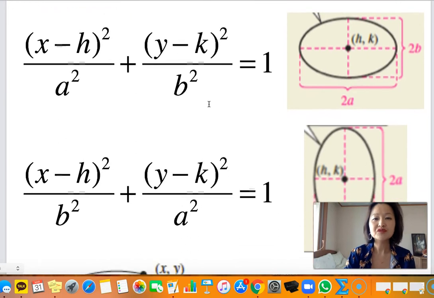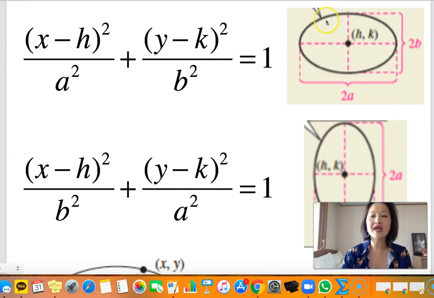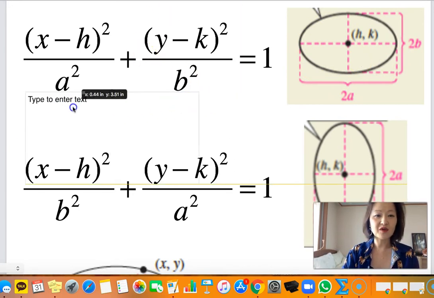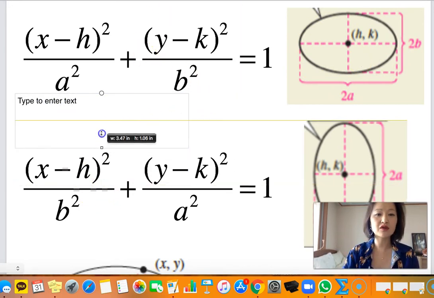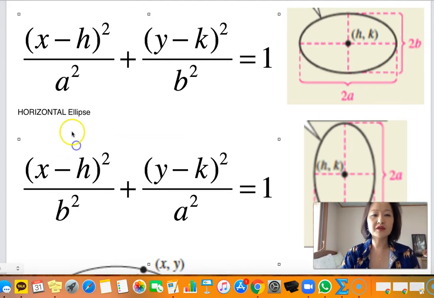First of all, here, you see one ellipse at the top and one at the bottom. The top one is a horizontal ellipse. I'm going to write that here for you. This is a horizontal ellipse right here.